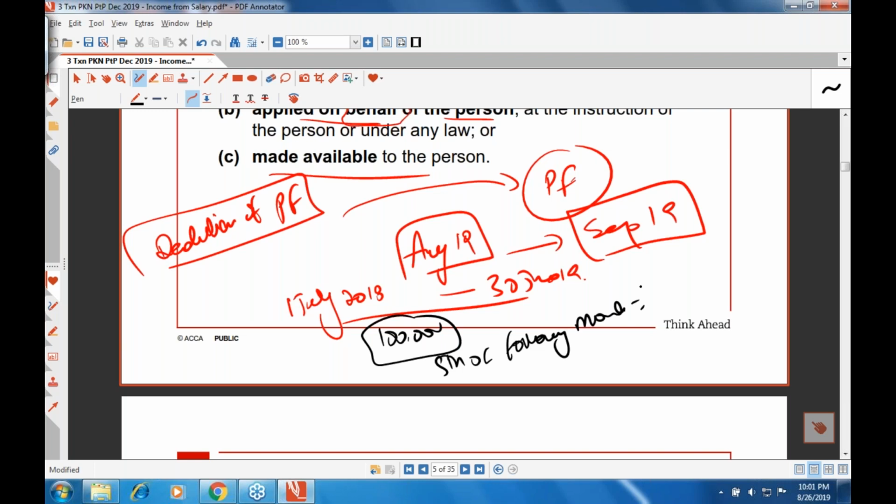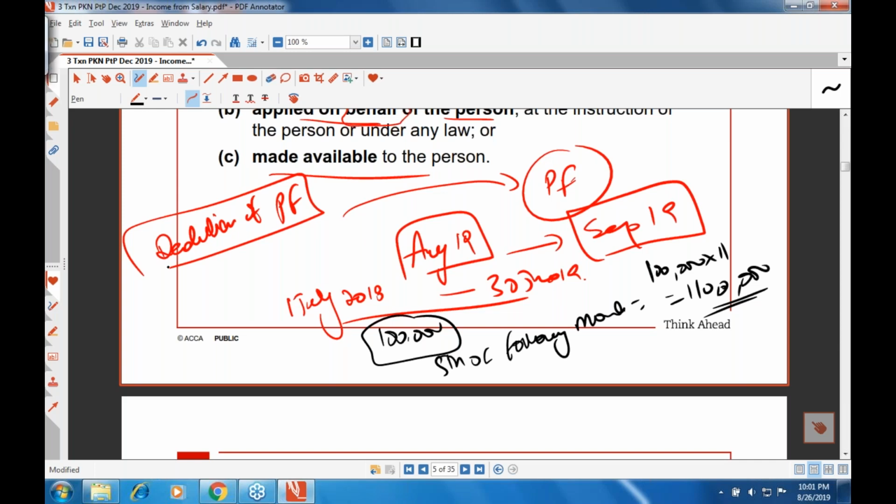So what is going to be your taxable income for the tax year 2019? It's going to be 100,000 multiplied by 11. So you'll pay tax on 1.1 million. Now why is that so? Because your salary is paid on the 5th of the following month. So in the current tax year, you are actually being paid salary for 11 months, and the 12th month's salary is going to be made available in the next year.